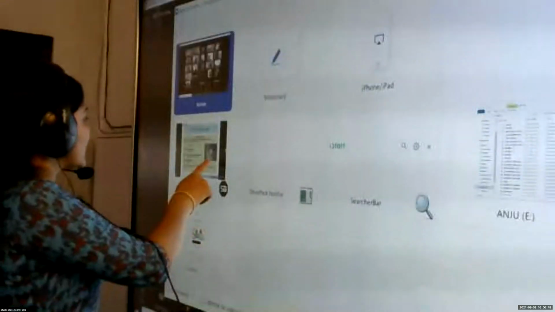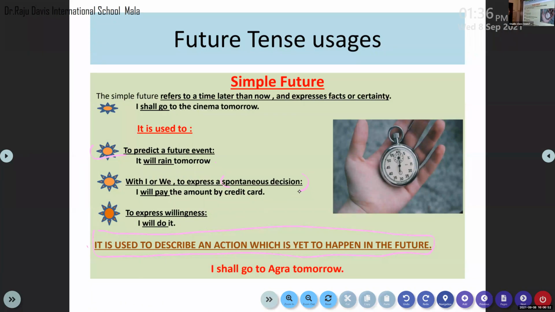So spontaneous action. To take a quick decision, we can use simple future tense. I will pay the amount by credit card. Suddenly I have taken this decision in a quick manner, in a spontaneous manner. It is a spontaneous decision, a quick decision. I will pay the amount by the credit card. This is another point. And to express our willingness to do something, we use simple future tense. I will do it. To express willingness, we use simple future tense.